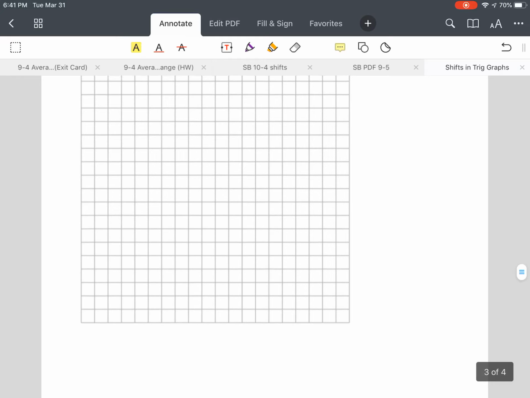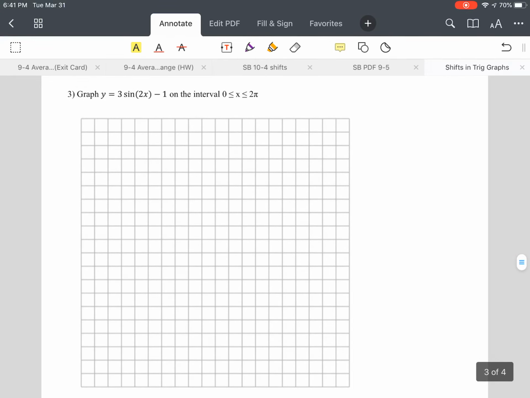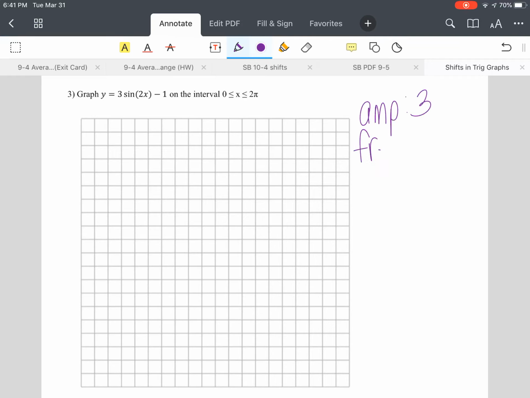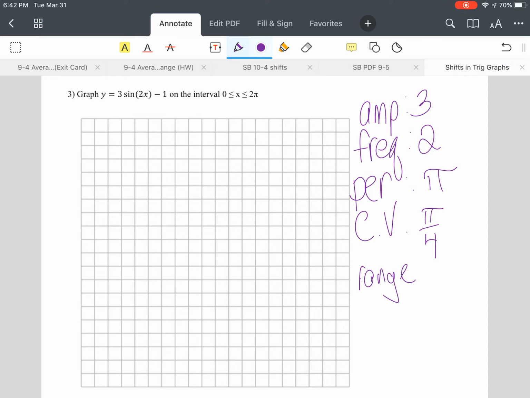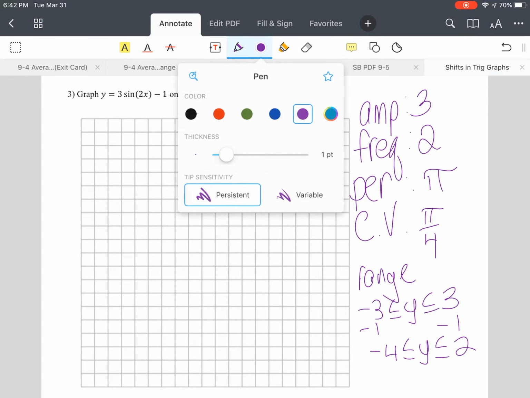I'm going to do one more with you. So this is just giving us a plain old equation. So let's write out all that we know. We have our amplitude is 3. Our frequency is 2. Our period is 2 pi over 2, so that's pi. Our critical values are pi over 4. Remember, that's period divided by 4. Okay, let's do the range. It would have been -3 to 3, but I have to shift down 1, so it's -4 to 2. Okay, that's good. And let's set up our axes.